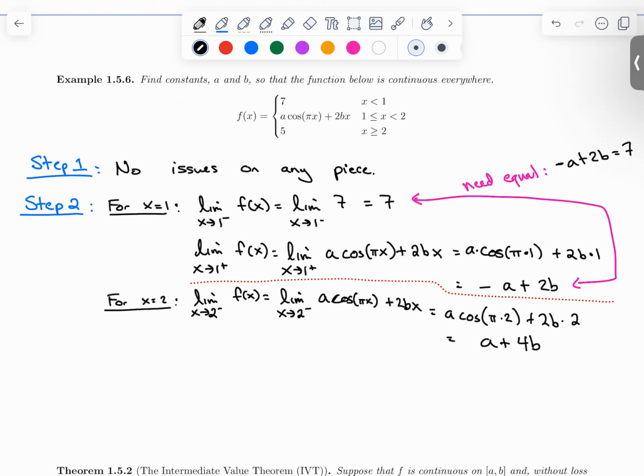So that's the left-hand limit. Then we'll check the right-hand limit. The limit as x approaches 2 from the right of f of x will be the limit as x approaches 2 from the right of 5, which will just be 5, which means that will be our limit. We need these equal, meaning that we need a plus 4b to equal 5.